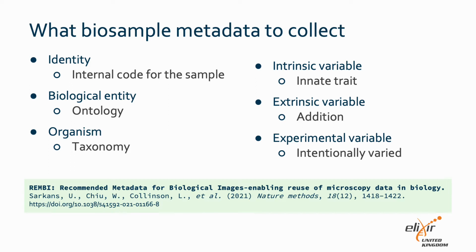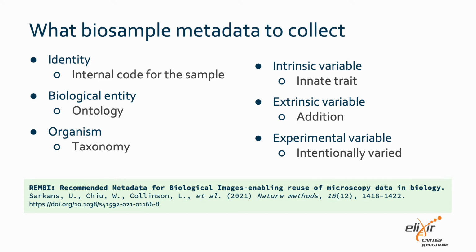Next, you need to describe the variables in your experiment. The REMBI guidelines split the variables into three types: intrinsic, extrinsic, and experimental. Intrinsic variables describe an innate trait of the biosample, such as a genetic alteration. Extrinsic variables describe something you added to the sample, for example, a reagent. Experimental variables are things that you intentionally vary, like time.